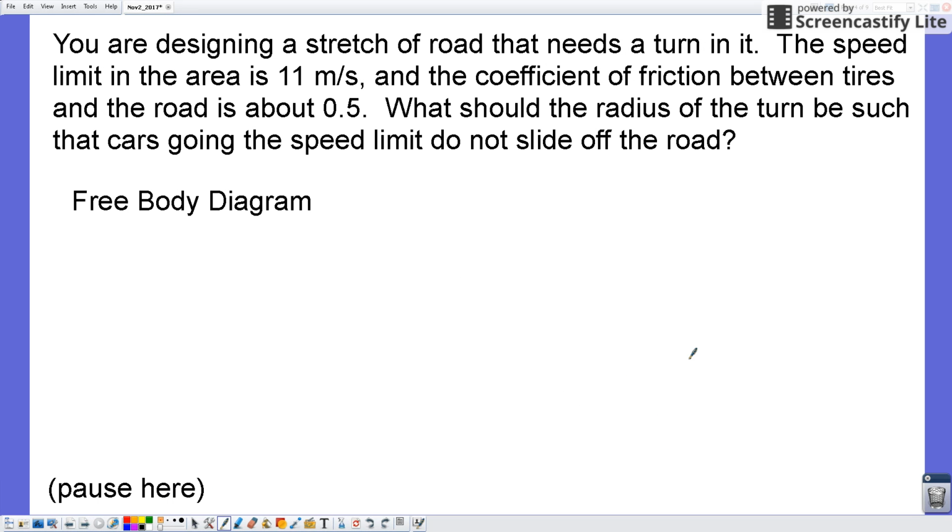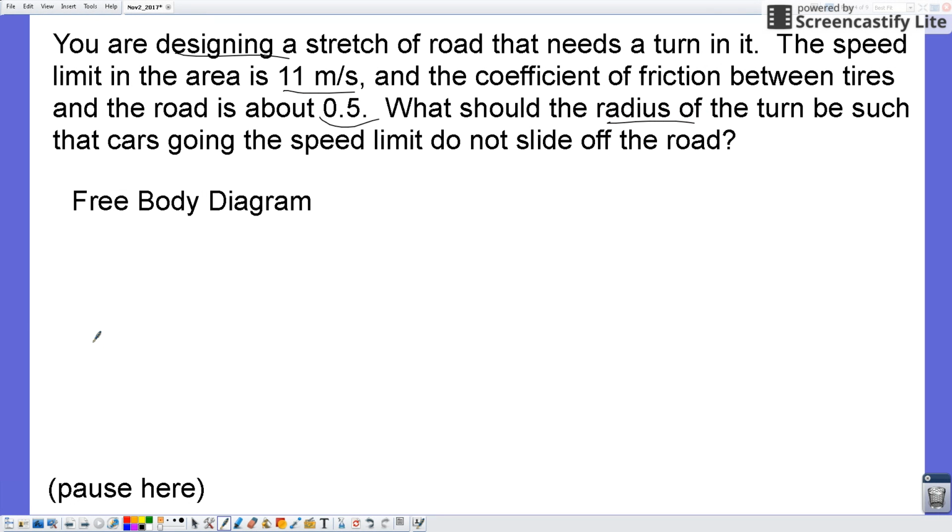Huzzah. All right, now I'm going to read this problem. I'm going to give you a little bit of information. We're going to pause again. You're designing a stretch of road that needs a turn in it. The speed is going to be 11 meters per second. The coefficient of friction is going to be 0.5. That's fairly standard. Solve for the radius of the turn.